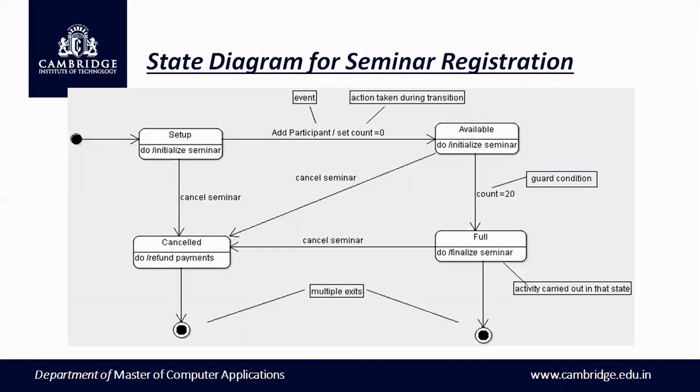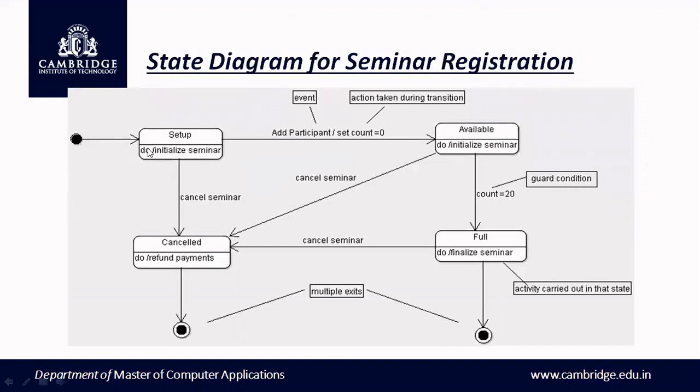Here one condition we can specify is the maximum number of registrations that can take place. I have given the count as 20. That is the maximum number of participants that can register. So that is about the condition.